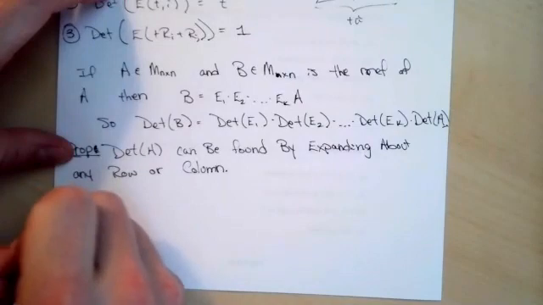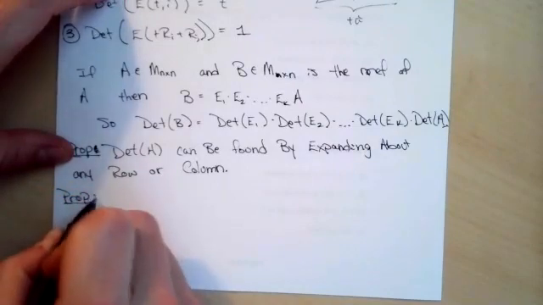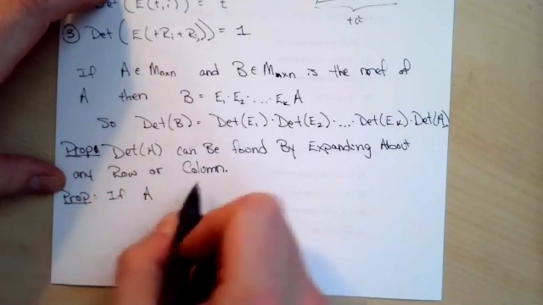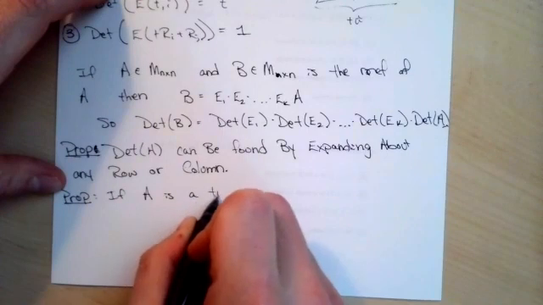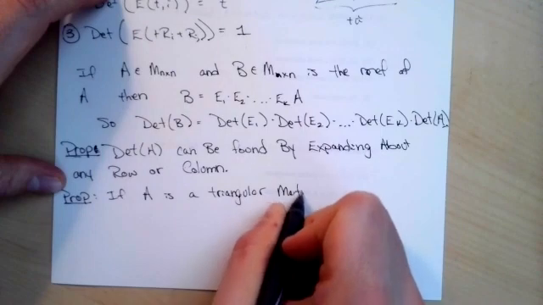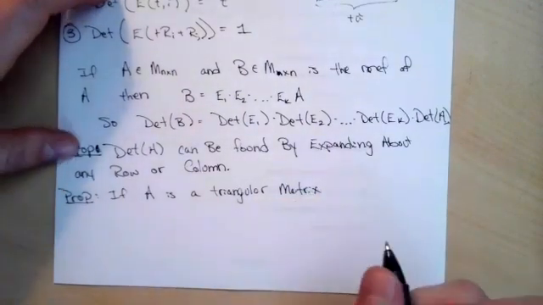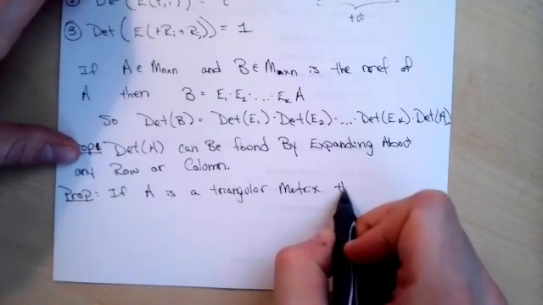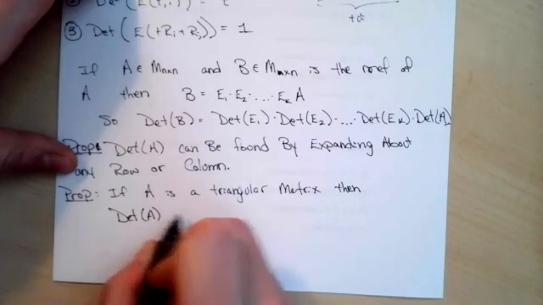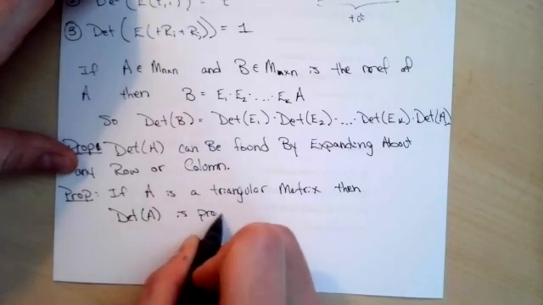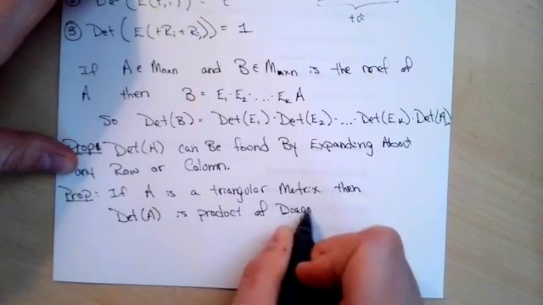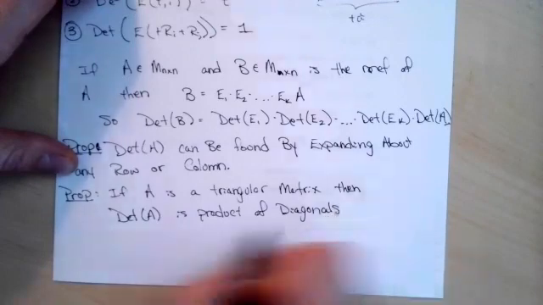And then the last one that's going to be useful in conjunction with all of these is that if A is a triangular matrix, either upper triangular or lower triangular, then the determinant of A is the product of the diagonals. So that's going to make the computations really easy.